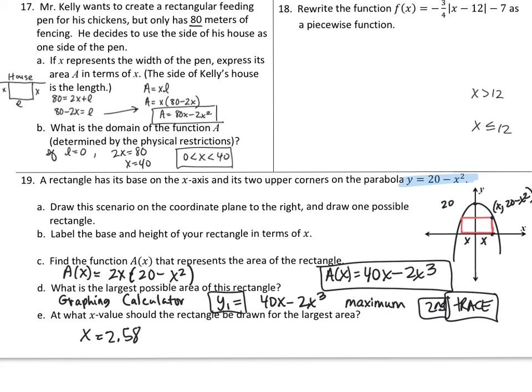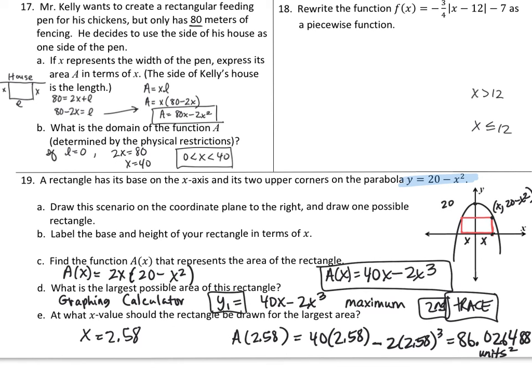And then if x is 2.58, you plug it back into the area equation we found right there, which is 40 times 2.58 minus 2 times 2.58 cubed. And that tells us it's like 86 point whatever, 0.026488. And of course this is square units because it's area. All right, I hope I answered all your questions.